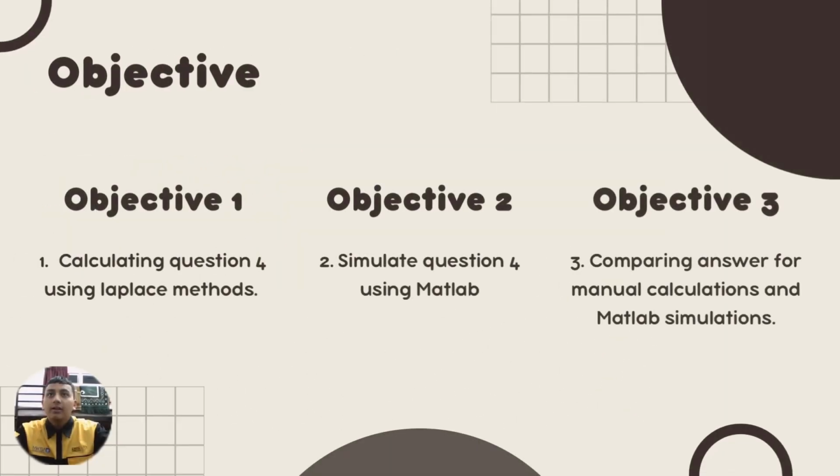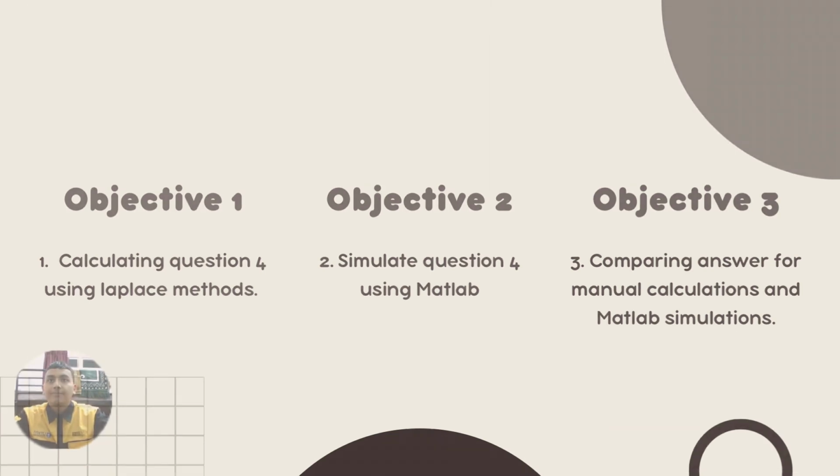We have three objectives in this project. Objective 1 is calculating question number 4 using the Laplace method. Next, simulate question number 4 using MATLAB software. And the last one is comparing the answers from the manual calculation and the MATLAB simulation.